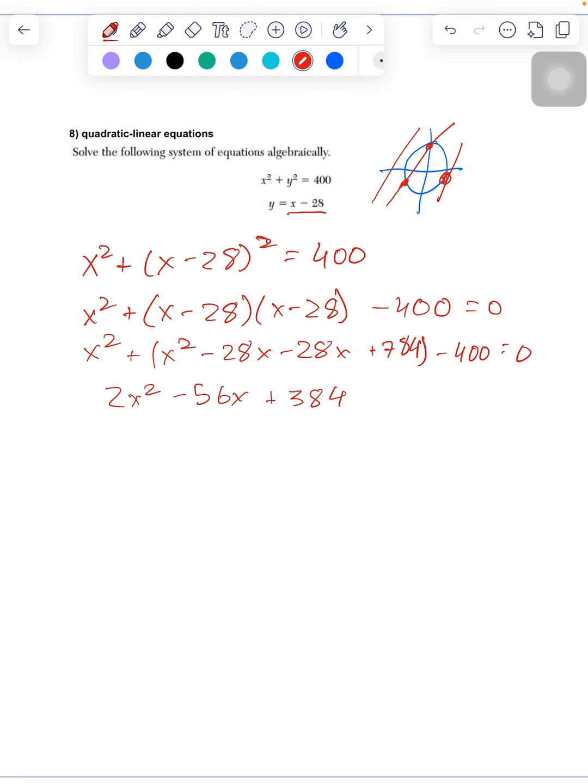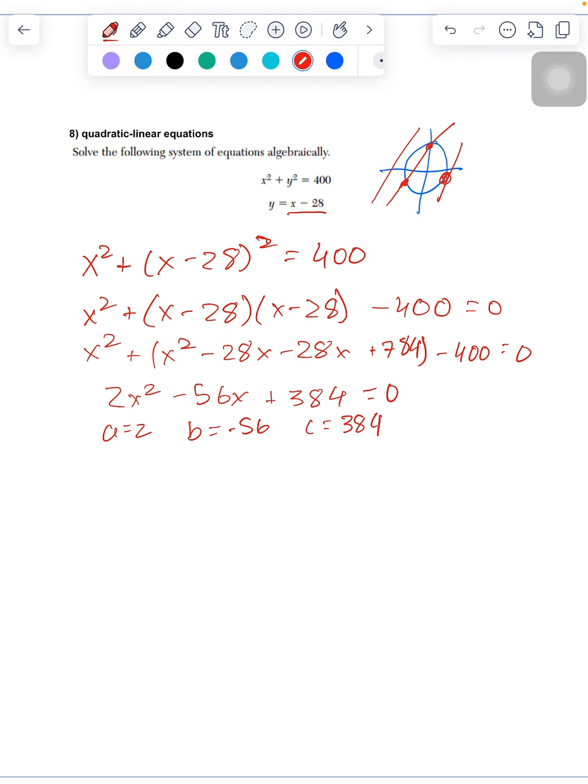So let's have this equal to 0. Well, let's deploy the quadratic formula. Why not? You could factor this, but let's deploy the quadratic formula. So I have a equals 2, b equals negative 56, c equals 384.